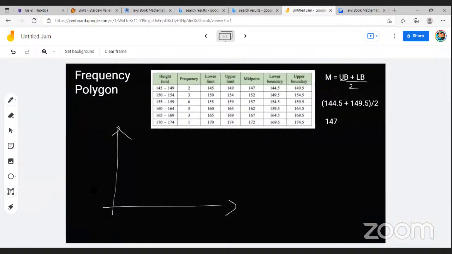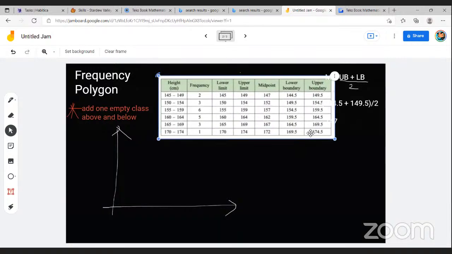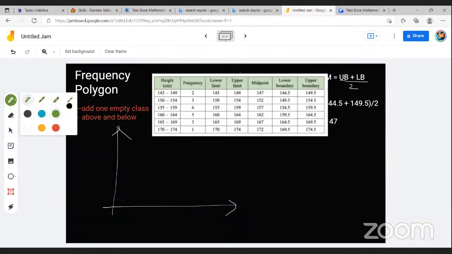Okay, so to draw the graph for a frequency polygon, here's one more special thing you must remember. This is very important. You must add one empty class above and below. So what do I mean by this? Let's say we take this one. You have to add one more class at the top. So I can't really add a class? You can.